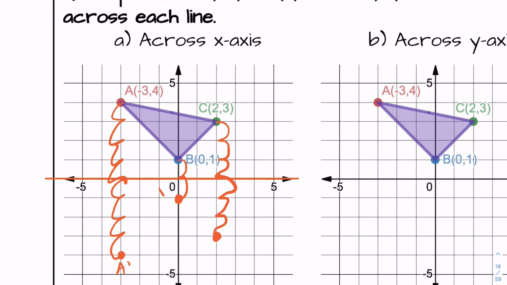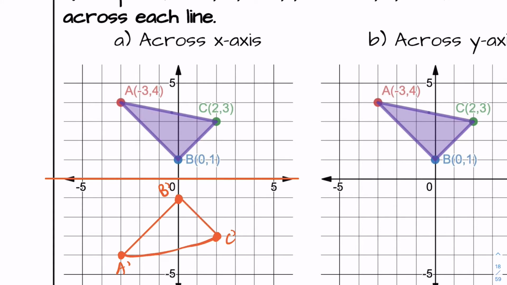A prime, B prime, C prime. And I'm going to just erase that because we don't want to leave that there. I'm just showing you for note's sake that that's what we're doing. Okay. That's supposed to be an edge. All right, so there you go. There's A prime, B prime, C prime.